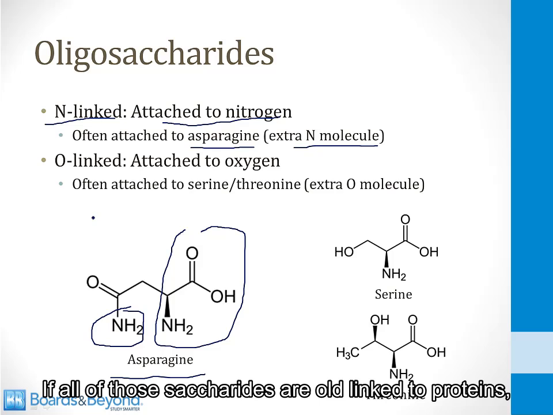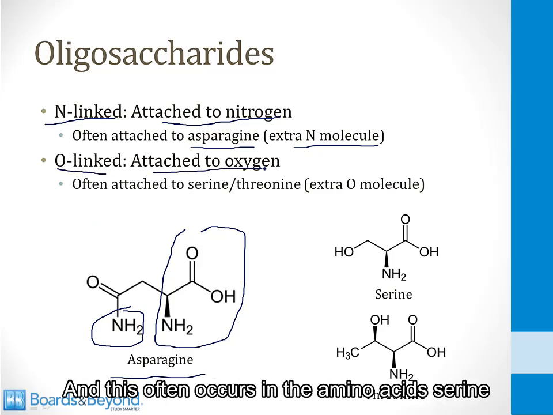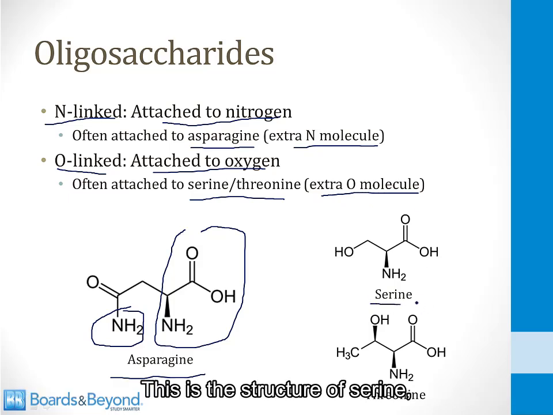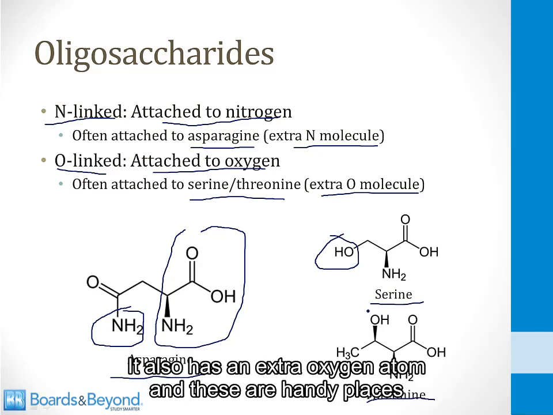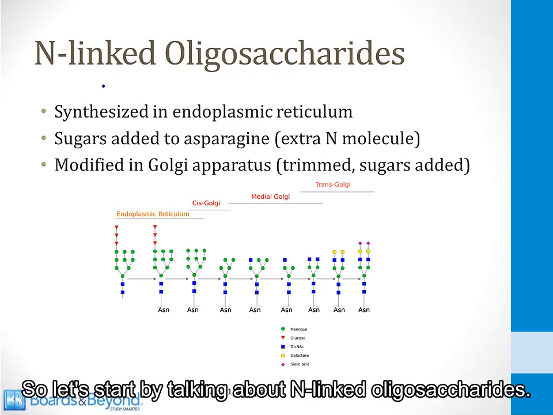If oligosaccharides are O-linked to proteins, this means they are attached to oxygen. And this often occurs in the amino acids serine and threonine because they have an extra O molecule. This is the structure of serine. It's got an extra oxygen atom, and this is the structure of threonine. It also has an extra oxygen atom, and these are handy places to attach oligosaccharides, so they will be O-linked to a protein. So let's start by talking about N-linked oligosaccharides.